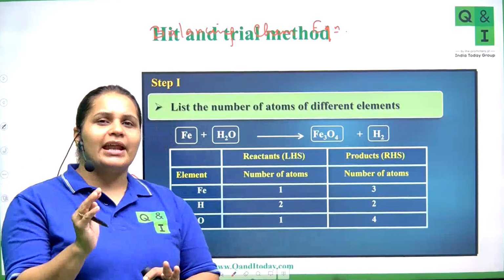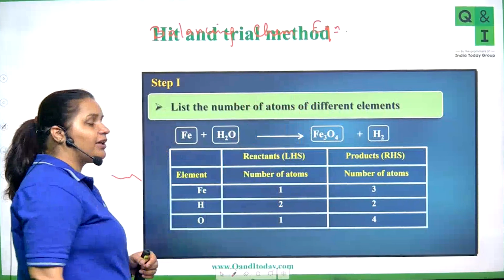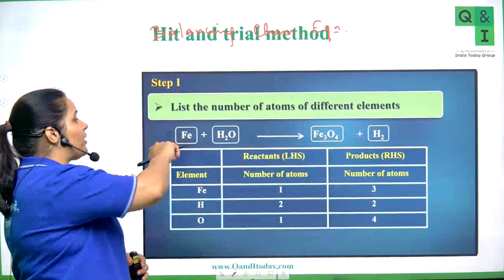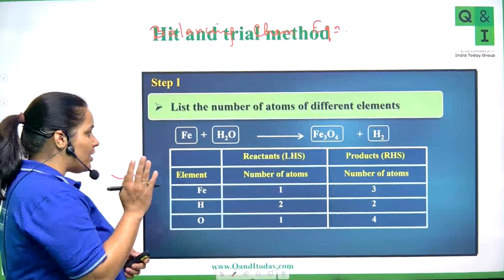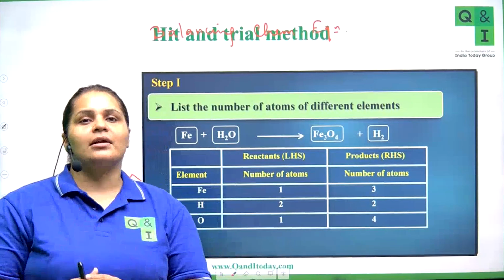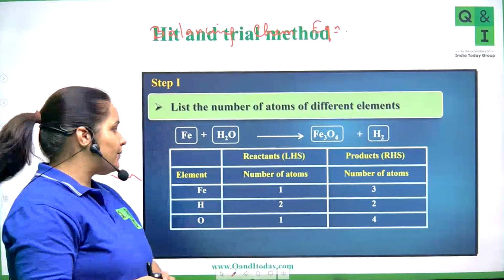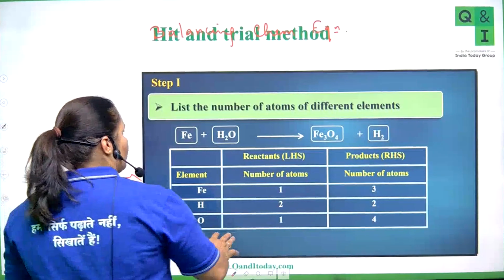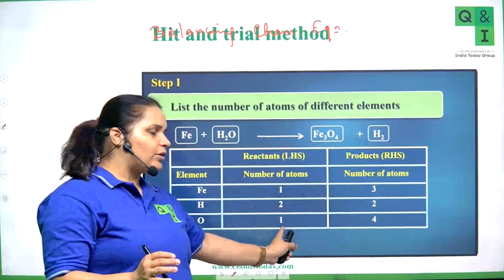So what should be our next step? This is our first step where we listed the number of atoms of different elements, but we did it after putting them in the box. Now what should be our next step? We are going to look for the element which has the highest number of atoms. Which one is having the highest number of atoms? Oxygen, right? It has 4 on that side and 1 on this side.